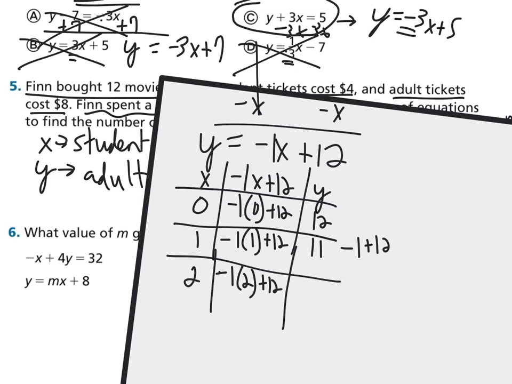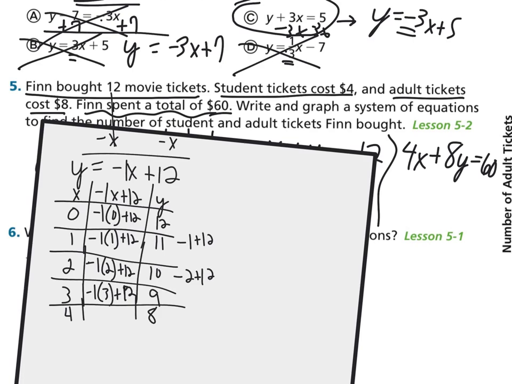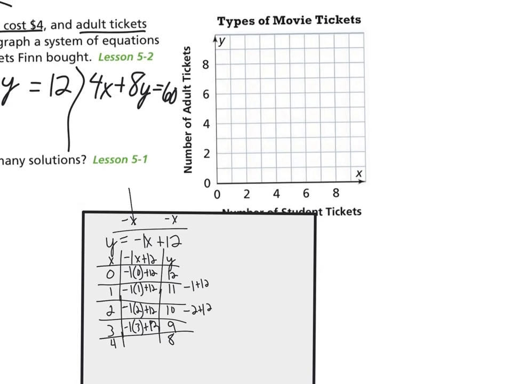If we put a 2 in, that would be 10. If we put a 3 in, that would give us 9, and 4 would end up giving us 8. So (2, 10) would be at the top, (3, 9) and (4, 8).